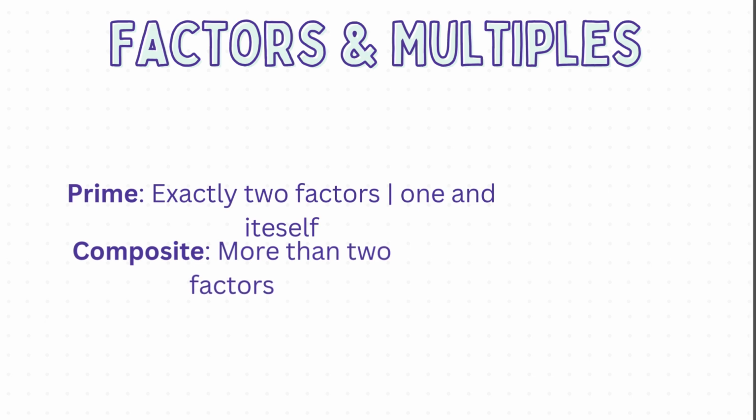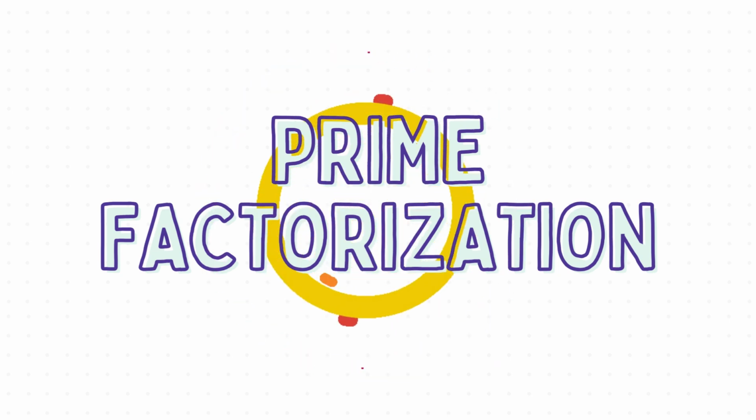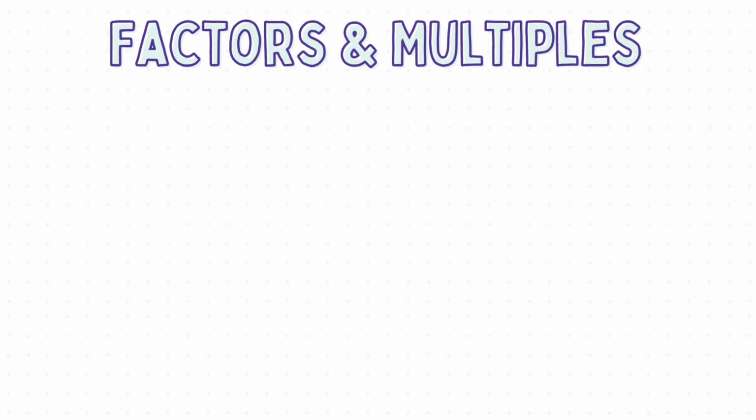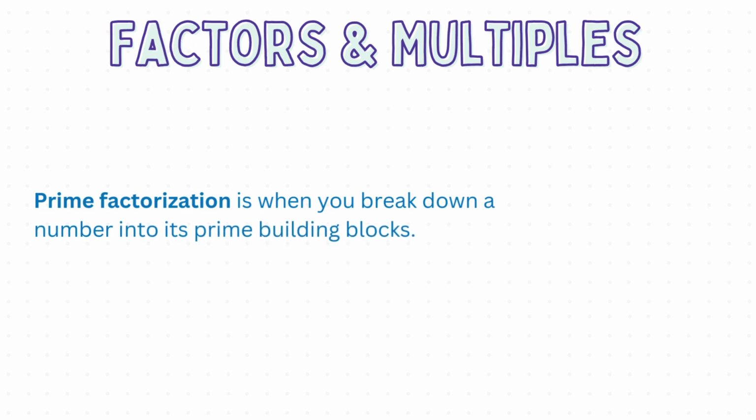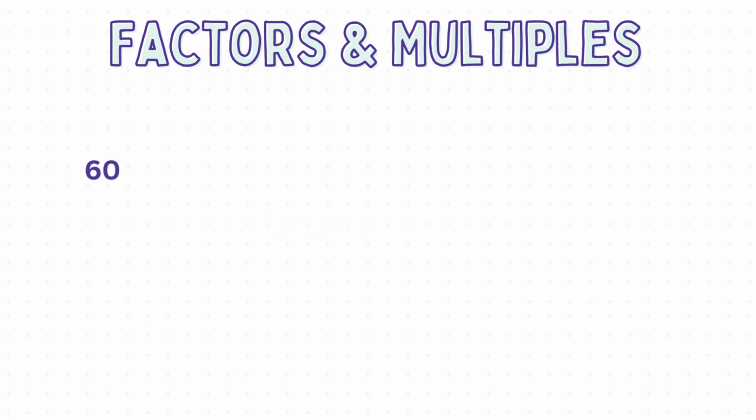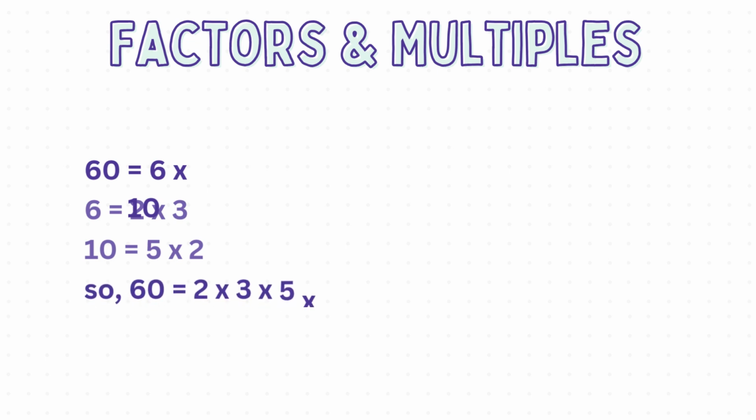And now, with that locked in, let's go deep into prime factorization, using only these prime warriors to break down any number. Prime factorization is when you break a number down to its prime building blocks. Let's take 60 for example. 60 equals 6 times 10, and 6 equals 2 times 3, and 10 equals 2 times 5. So we can rewrite 6 times 10 as 2 times 2 times 3 times 5. If you noticed, all these 4 numbers are prime numbers. So what we did here is called prime factorization.